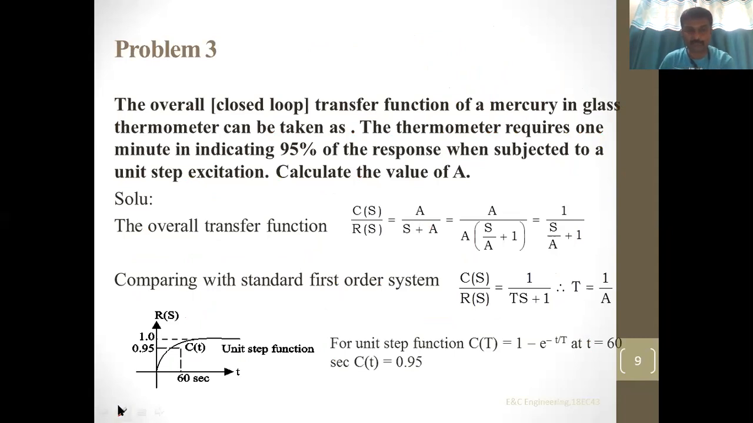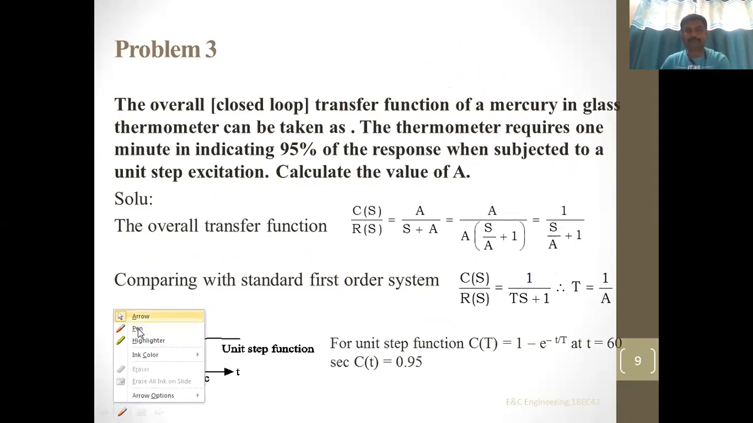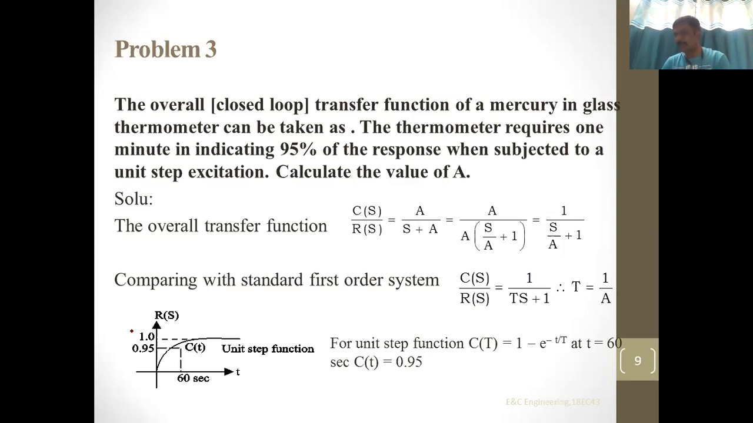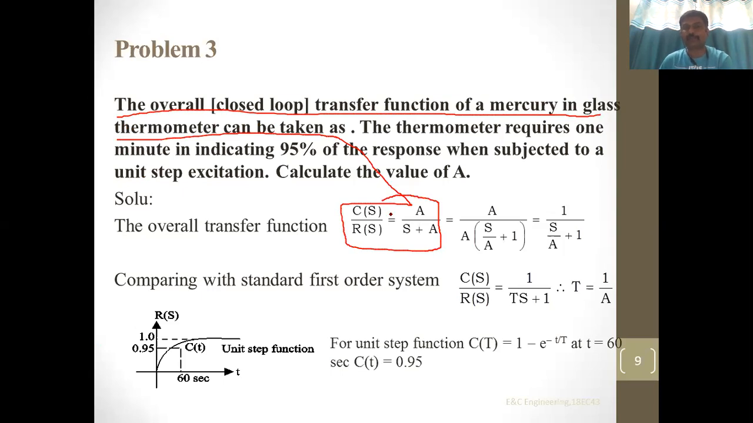Next I shall move on to the next problem, that is problem 3. This problem is quite different when compared with problem 1 and problem 2. Now let me understand the statement of the problem. The overall closed loop transfer function of a mercury in glass thermometer can be taken as, this is the transfer function, C of S by R of S is equal to A divided by S plus A.